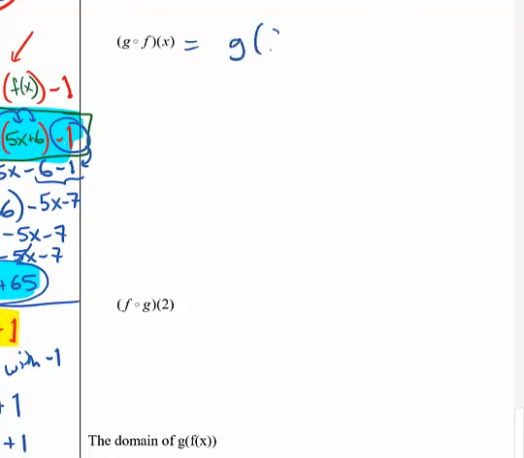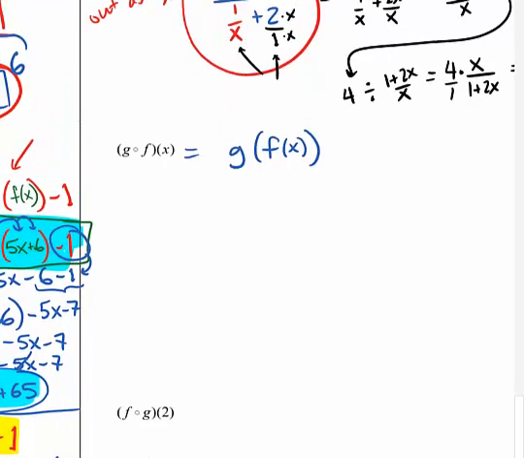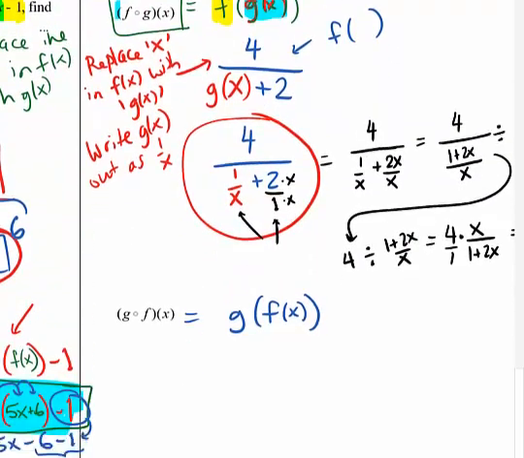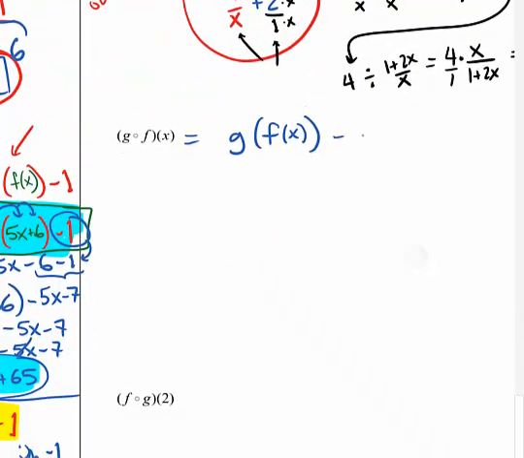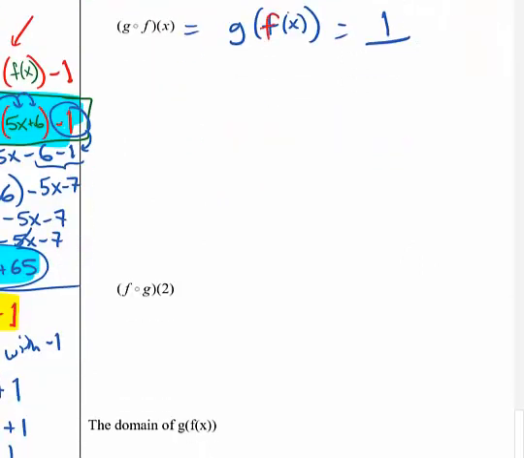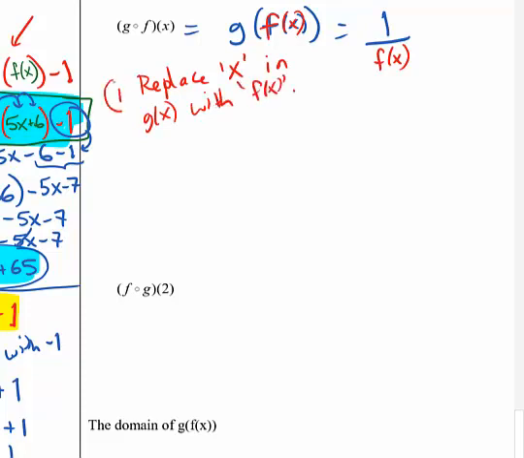That means g is the outer guy, and f of x is the inner guy. So I want to write g. What does g look like? g is 1 over x, same function. 1 over x, but where the x was, like we said, I'm going to replace x with f of x. It was 1 over x, now it's 1 over f of x. So what I did was replace the x in g of x with f of x.